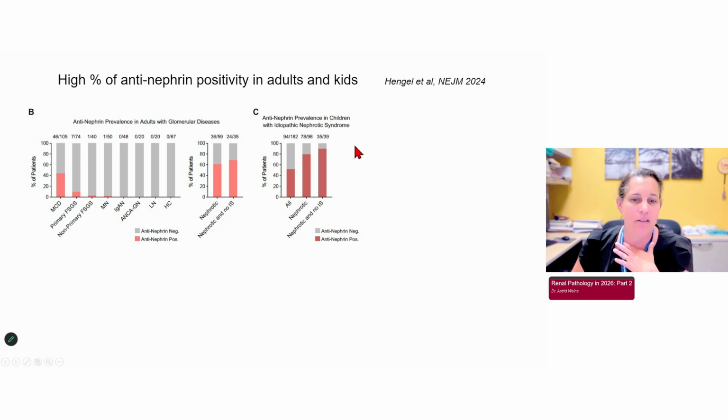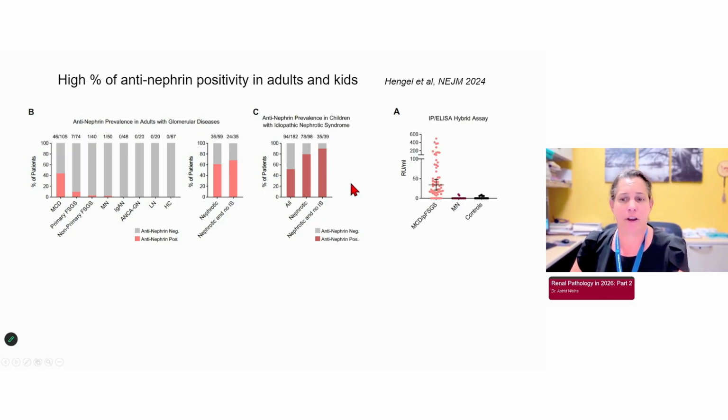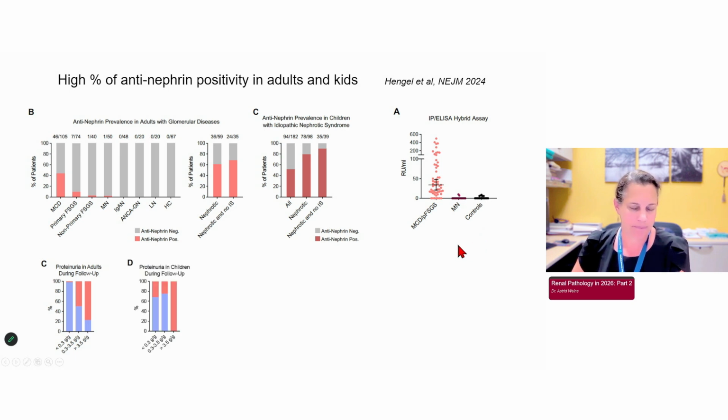And in kids, this is even more dramatic. It goes up from 50 to about 80% in nephrotic kids. And those that didn't receive any immunosuppression at the time of sampling had up to 90% positivity for anti-nephrin antibodies. So really high numbers of children with idiopathic nephrotic syndrome are positive for anti-nephrin. It was also confirmed that membranous patients and control patients did not have significant prevalence of anti-nephrin antibodies.